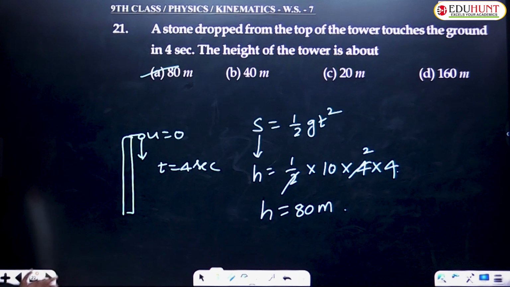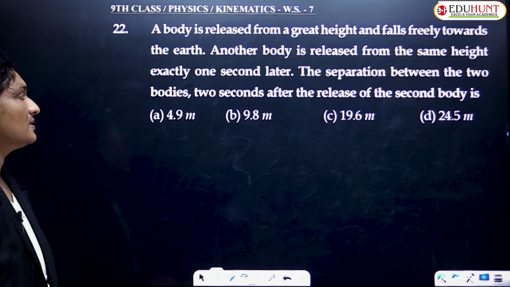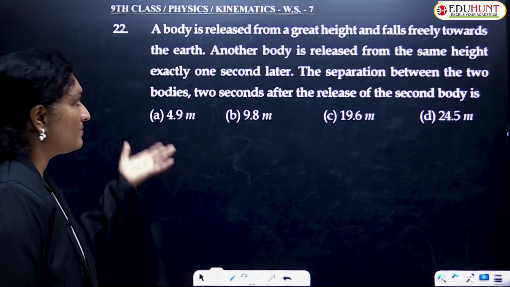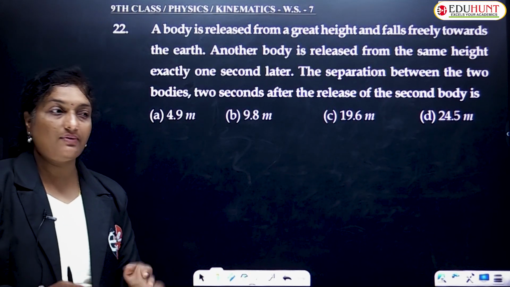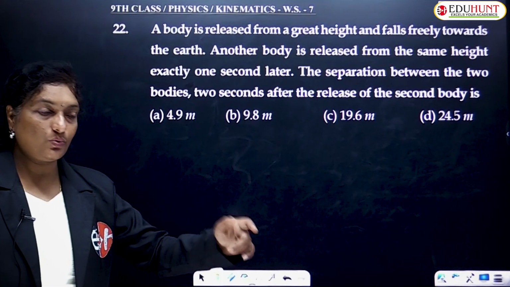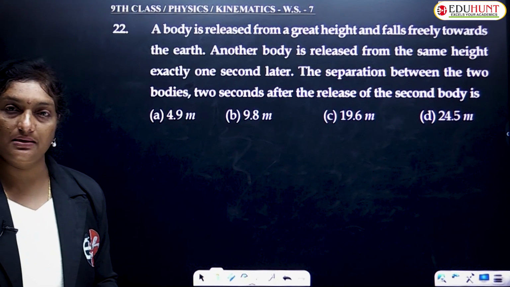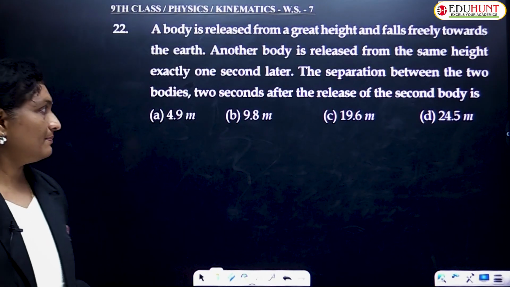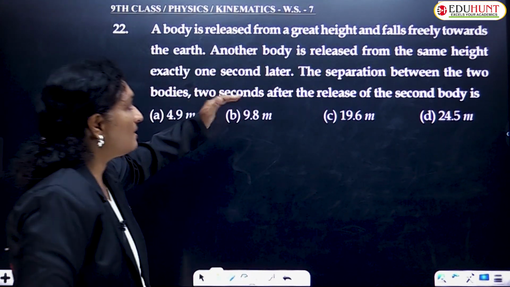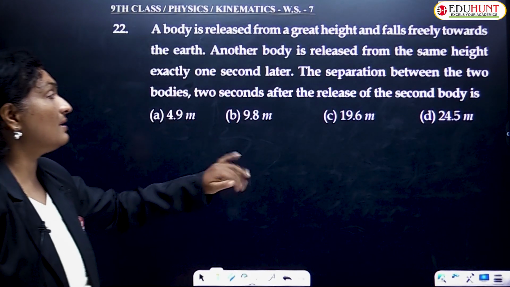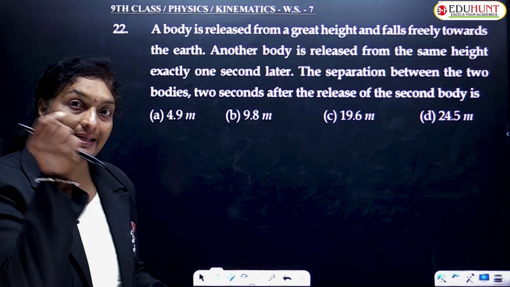Moving to the last question. A body is released from a great height and falls freely towards the earth. Another ball is released from the same height exactly 1 second later. That means what is the time interval? If the first body travels for 2 seconds, the other body must travel for 1. That means the latter body takes lesser time.